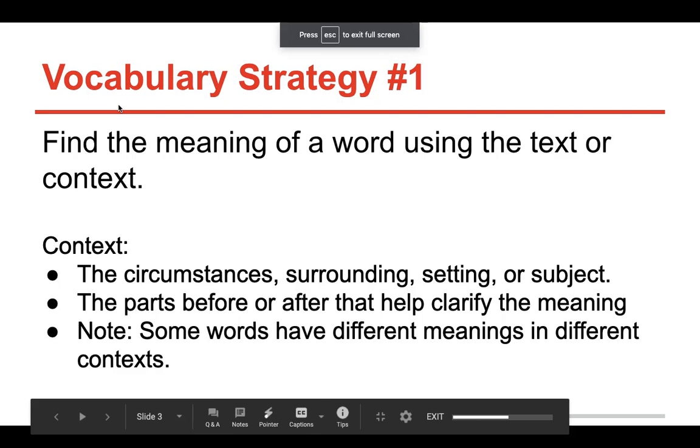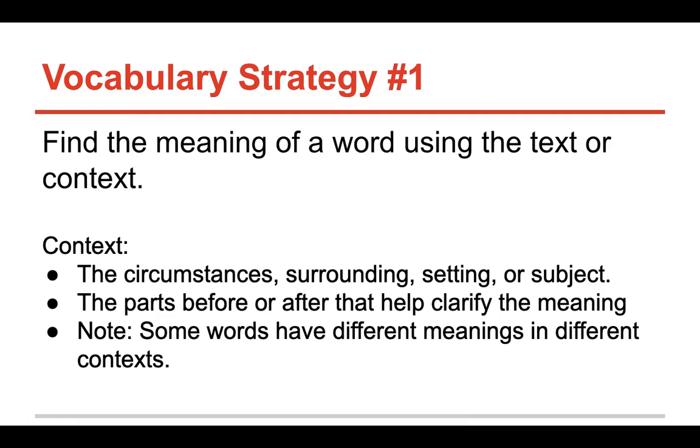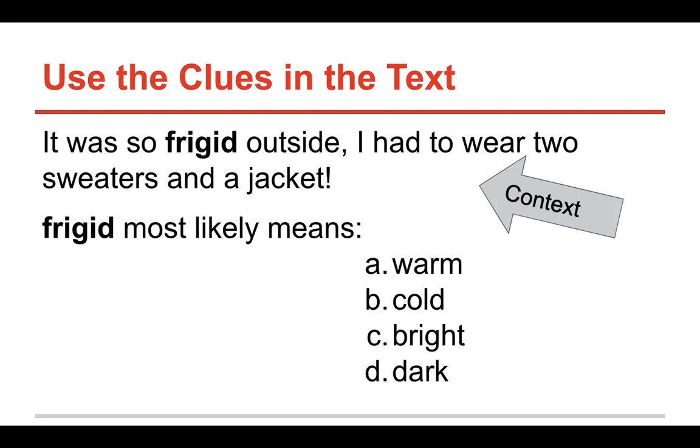So the first vocabulary strategy that we will practice is being able to find the meaning of a word using the text or the context. So let's take a look at an example. When you are reading and you come across a word that you don't know, for example, it was so frigid outside I had to wear two sweaters and a jacket. Say you're unfamiliar with the word frigid.